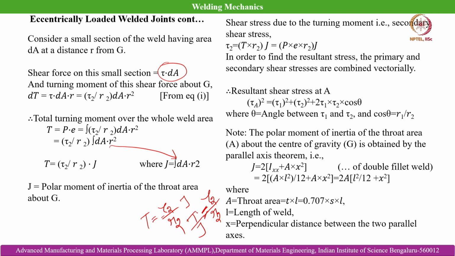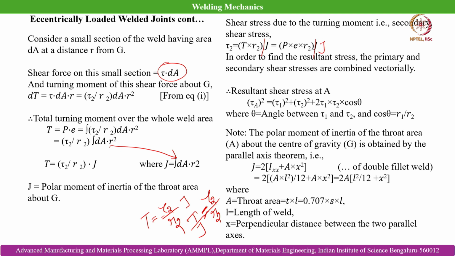This is the applied torque divided by the polar moment of inertia, which is equal to the shear stress divided by the radial distance. So the shear stress due to the turning moment, that is the secondary shear stress, is nothing but tau 2 is equal to T into r2 by J. Here please correct it, there should be a divide sign. T is equal to P into E, that is the turning moment, the applied load into the distance of the eccentricity, that is P cross E cross r2 divided by J, the polar moment of inertia.